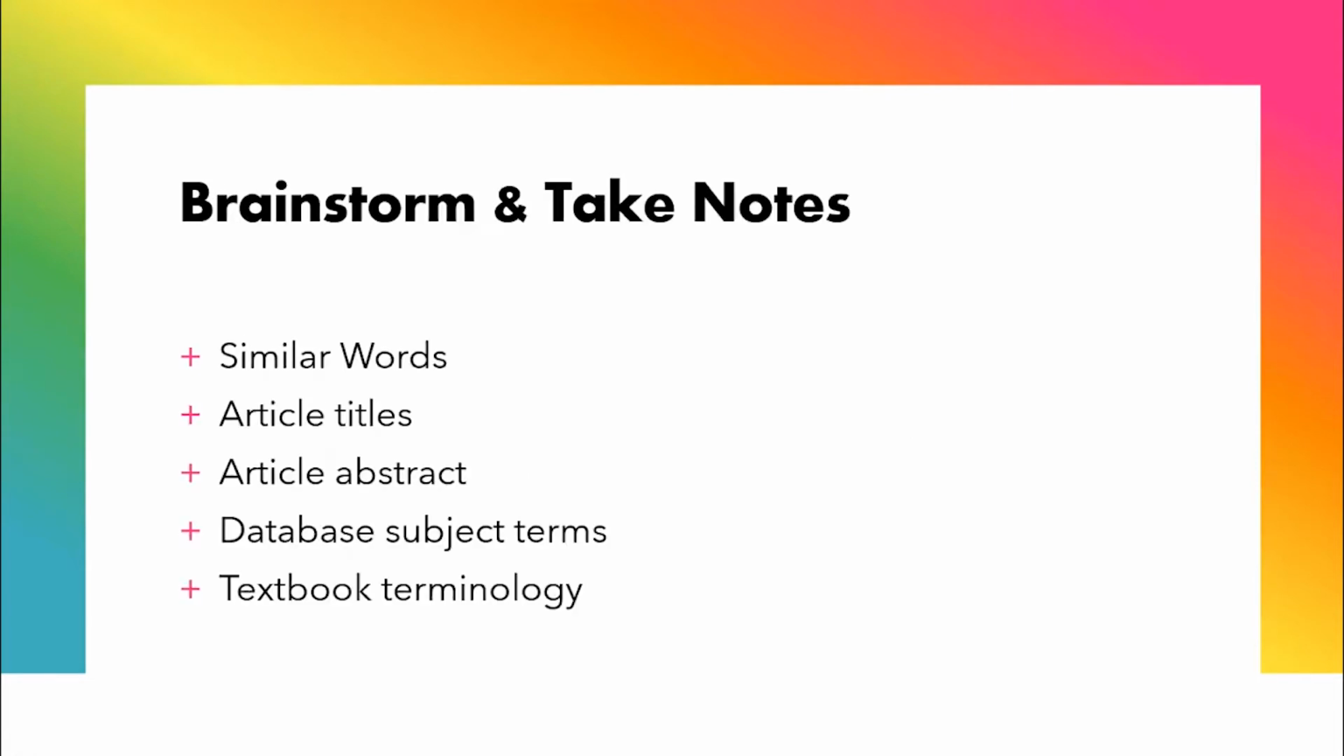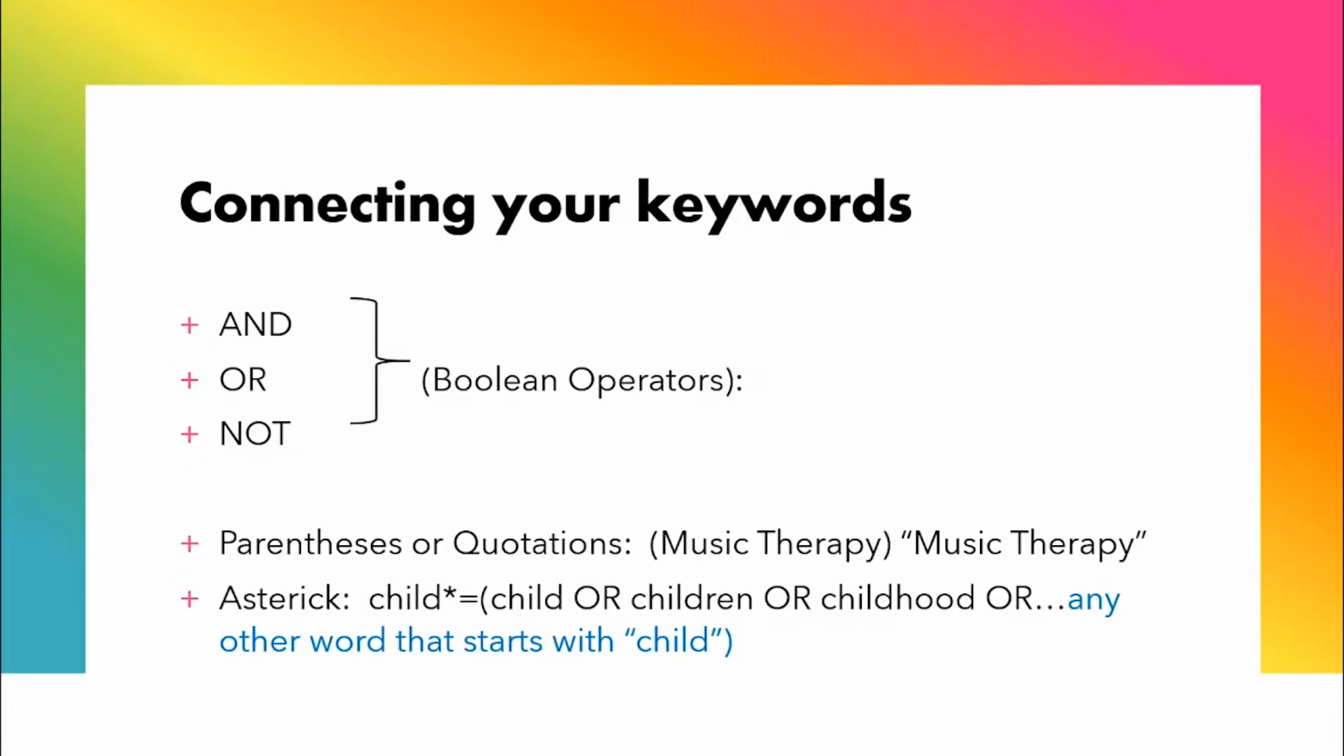Then you want to brainstorm. Think about similar words. If you've already started your search, the articles you're coming up with might have great words in the titles or in the abstract. The database might have subject terms or might offer you suggestions as you're typing. The textbooks may also have terminology that you can use.